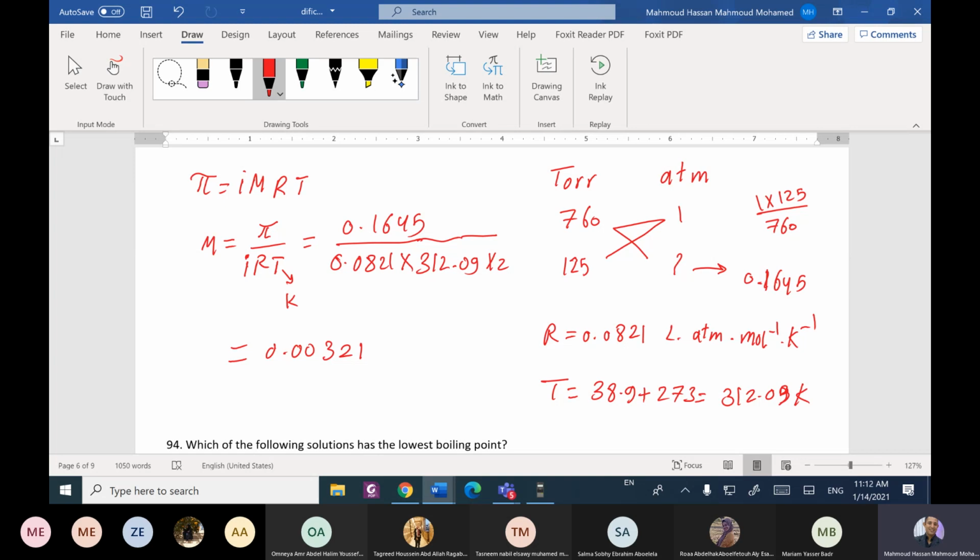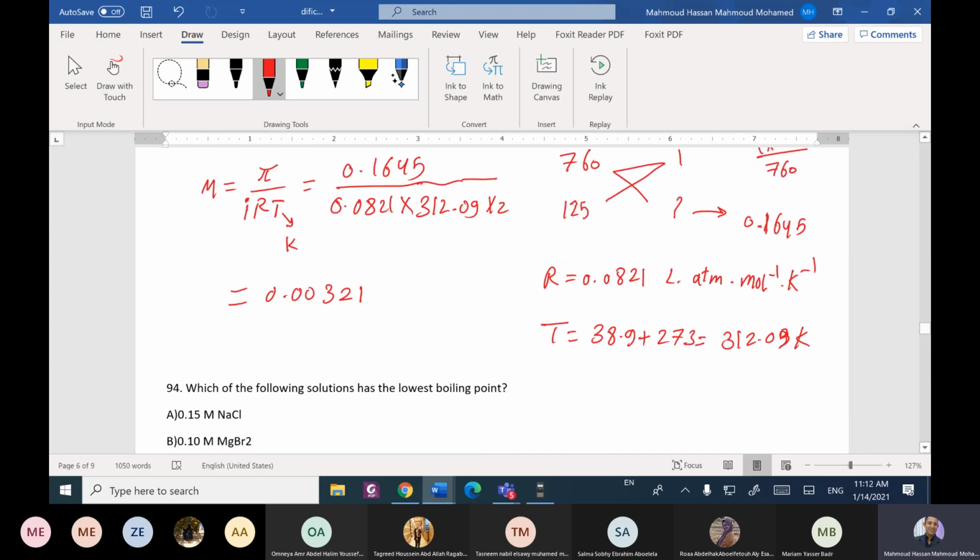Return back to calculate the molarity in this case. The molarity will be pi divided by iRT: 0.1645 divided by 0.0821 times 312.09 times 2 for the Van 't Hoff factor, which will be 0.00321. Okay. This file, inshallah, will be passed to all of you.